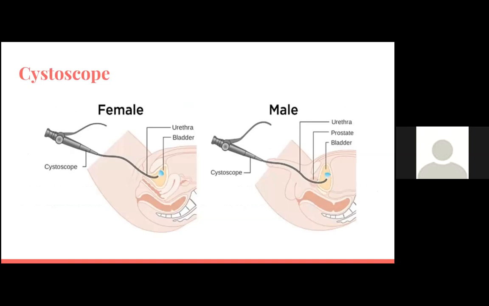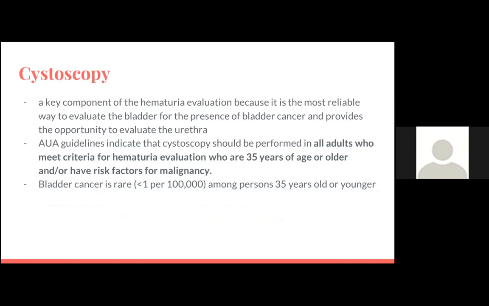The cystoscope is a key component of the hematuria evaluation because it is the most reliable way to evaluate the bladder for the presence of bladder cancer and provides the opportunity to evaluate the urethra. AUA guidelines indicate that cystoscopy should be performed in all adults who meet the criteria for hematuria. These are those 35 years of age or older and those who have higher risk factors for malignancy.